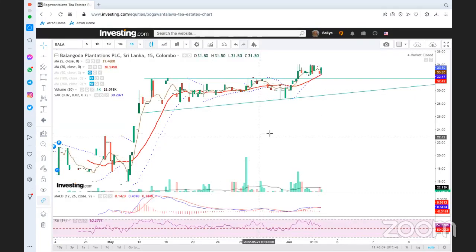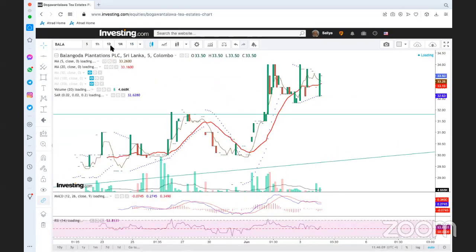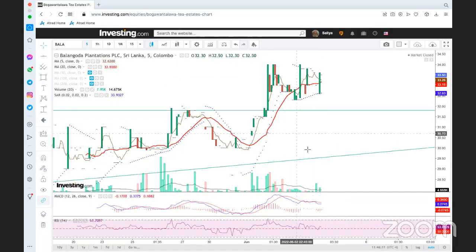Then we can check the 5-minute chart also, right? This 5-minute chart is going to show you a bullish movement, right? There will be a bullish movement. The RSI is anyway above 50 points. This has to cross above the signal line. When that happens, you will see the price action inside this area.